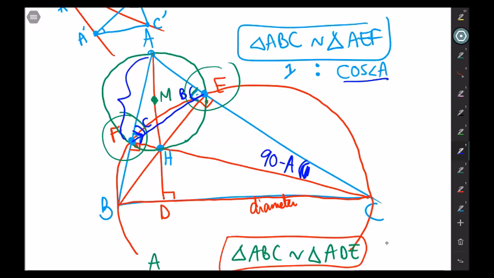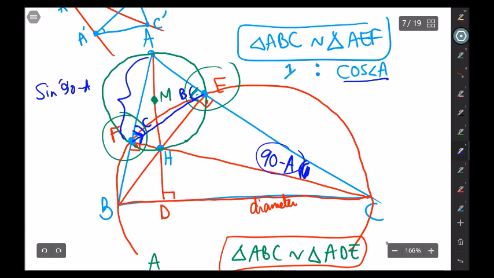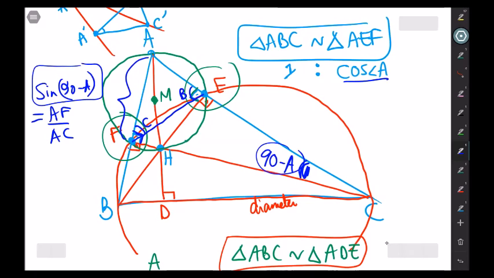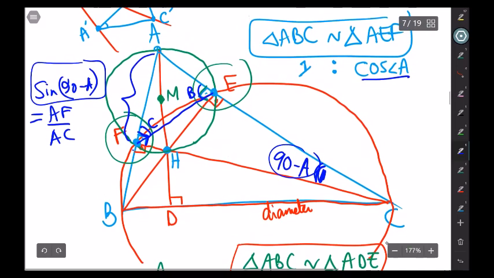So as a result, if I apply sine of 90 minus A, angle A, on that right triangle AFC, that is just AF to AC. Wait a second. Sine of 90 minus A is the same thing as what? Cosine of A, equals AF over AC. AF is exactly what we needed to calculate. And AC, I can just replace it with the lowercase letter b. So suddenly AF is just b cosine A.